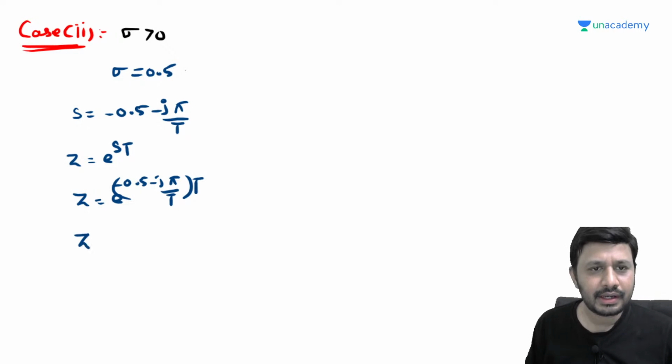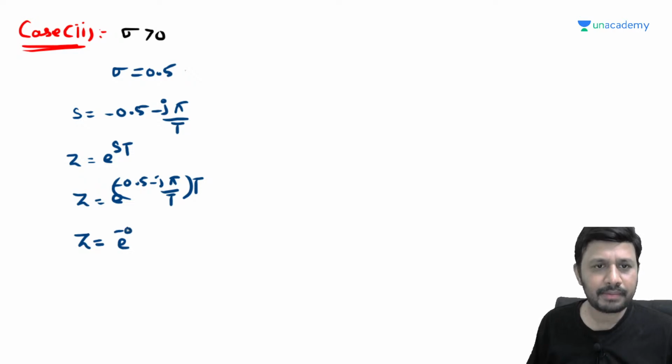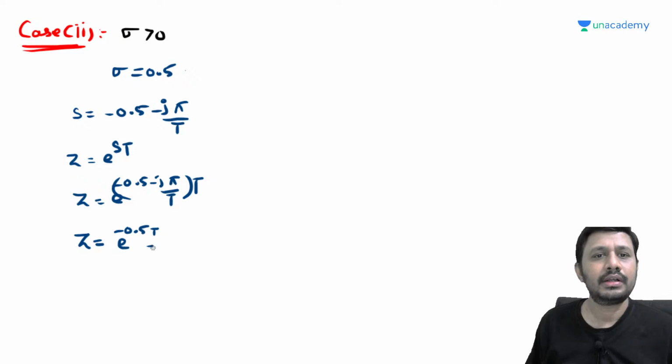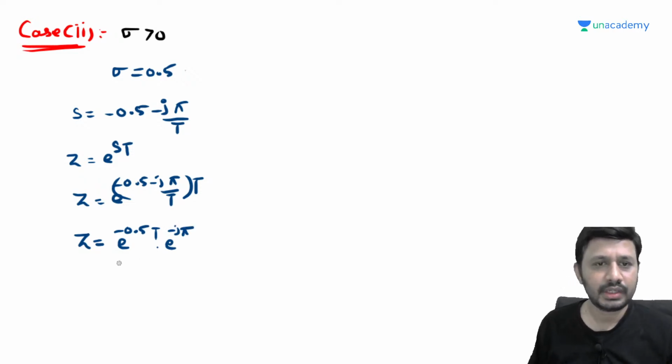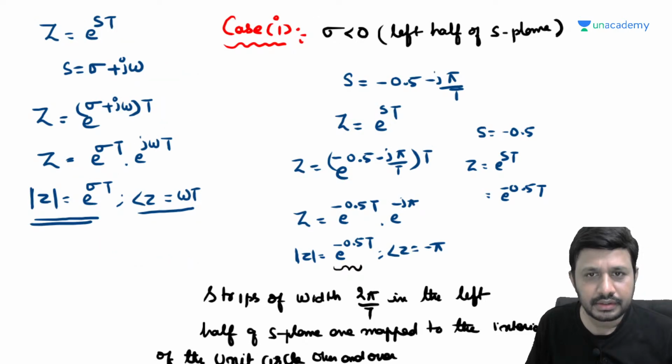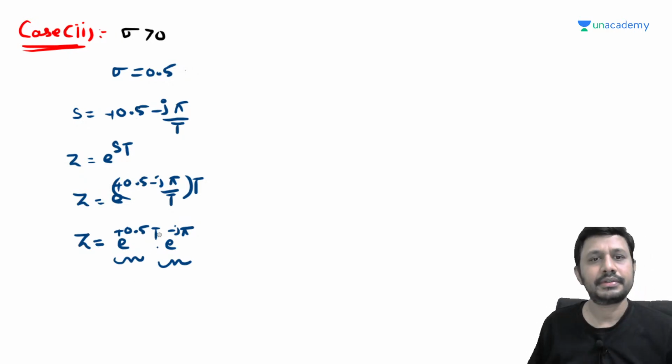multiplied with the t. After the class, you do one thing, take the value of t to be 1 and verify. e power minus 0.5 t, minus, what will come here? e power minus j pi. So this is magnitude, this is phase, right? Oh, 0.5, no? This is 0.5 plus 0.5 plus 0.5 plus 0.5, right?